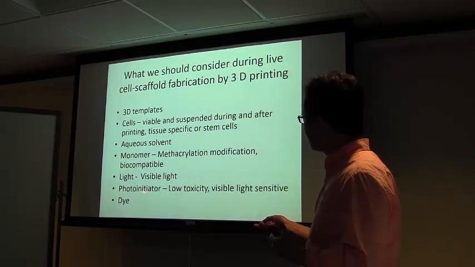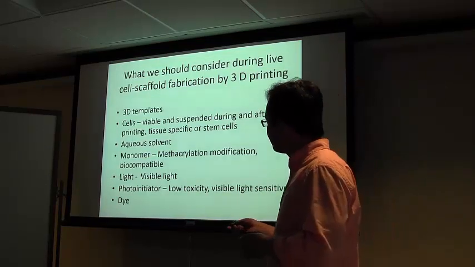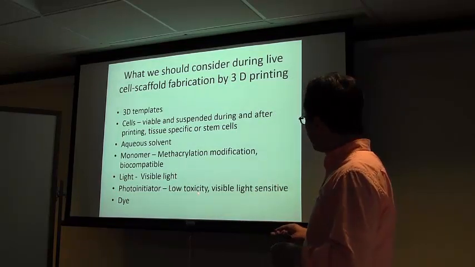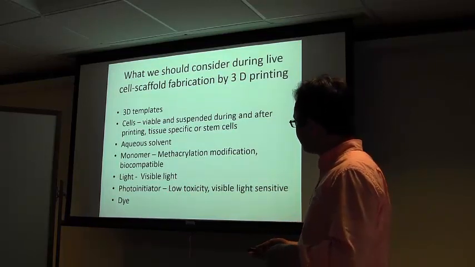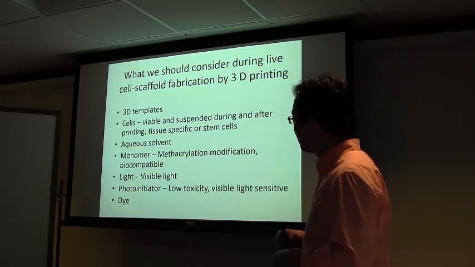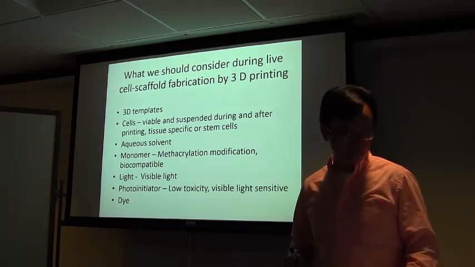What about the photo initiator? If you still remember, that's the one to initiate the photocross-linking process. So it should not be toxic to cells, and it should be visible light sensitive. So the last one is dye. I'm going to talk in more detail later. So why do we need a dye in it?